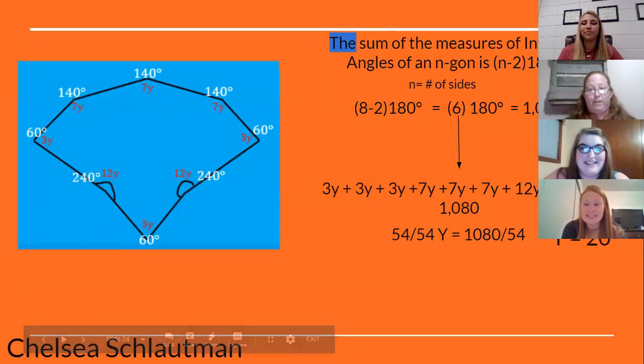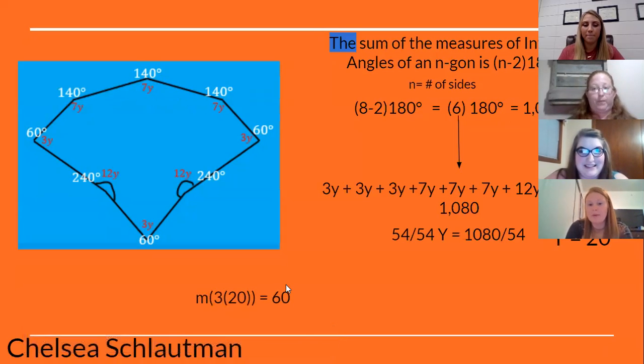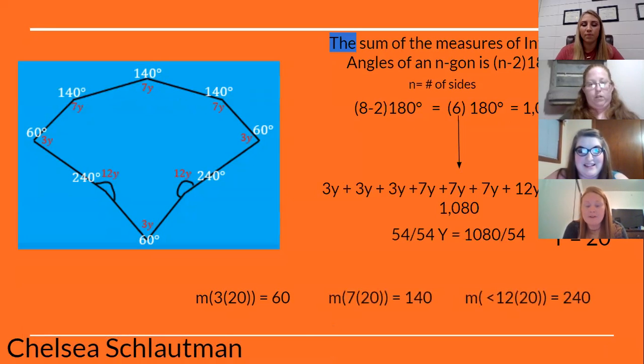Okay, so the next step that we're going to do is we are going to add all of those sides up, which is 3y plus 3y plus 3y plus 7y plus 7y plus 7y plus 12y plus 12y. That gives us also the 1,080. That's just an easier way of doing it rather than having to do the multiplication and the subtraction. And then we're going to take 1,080 divided by 54. So we know our y is going to equal 20 degrees.